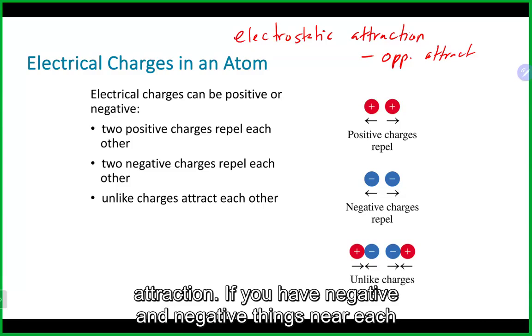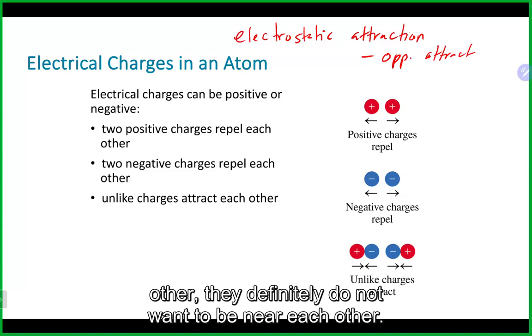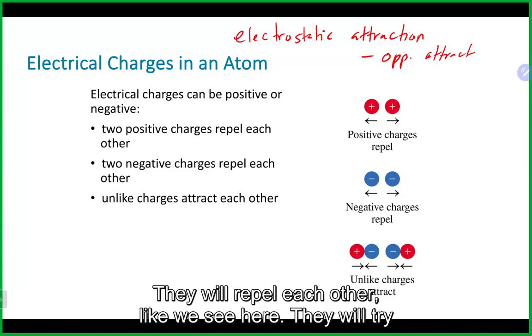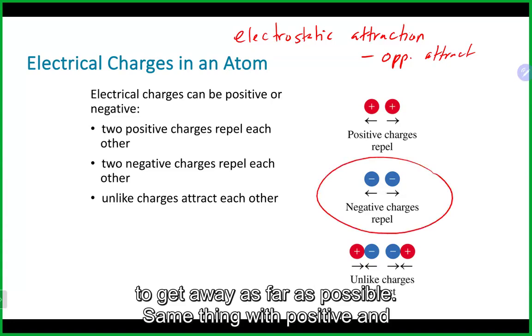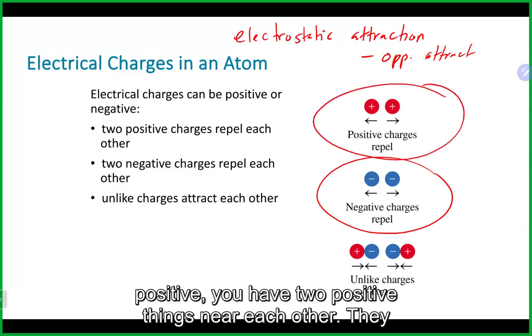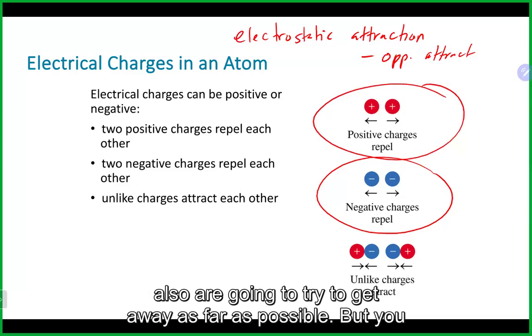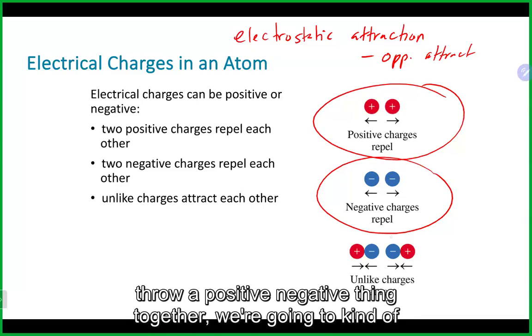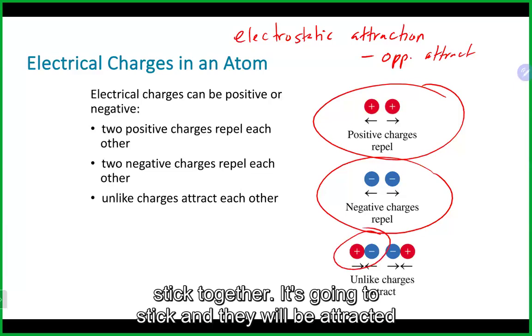If you have negative and negative things near each other, they definitely do not want to be near each other. They will repel each other, like we see here. They will try to get away as far as possible. Same thing with positive and positive. You have two positive things near each other. They also are going to try to get away as far as possible. But you throw a positive and negative thing together, and they're going to stick together. They will be attracted to each other.